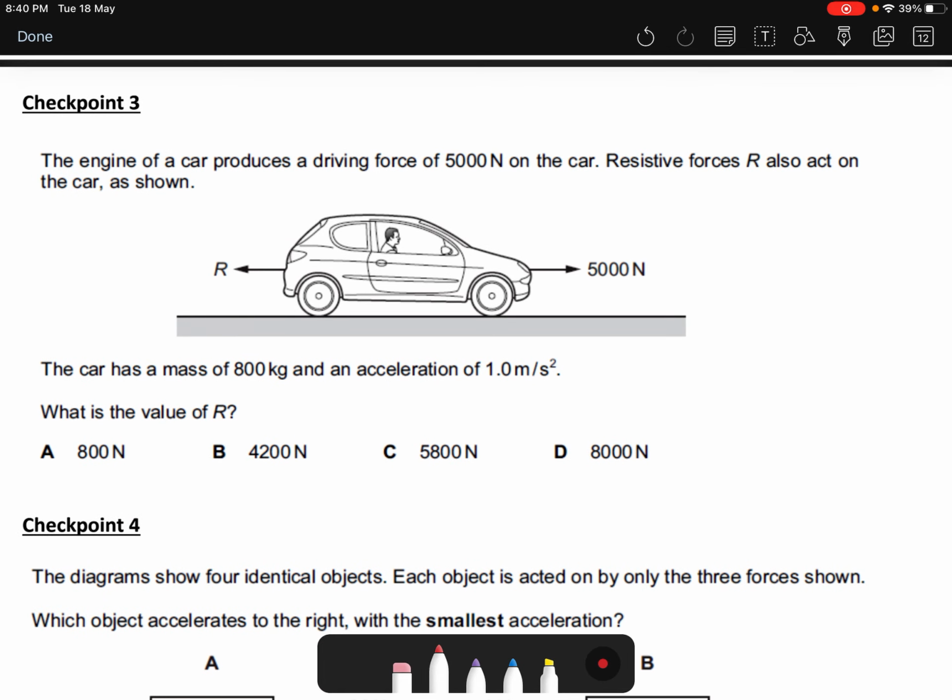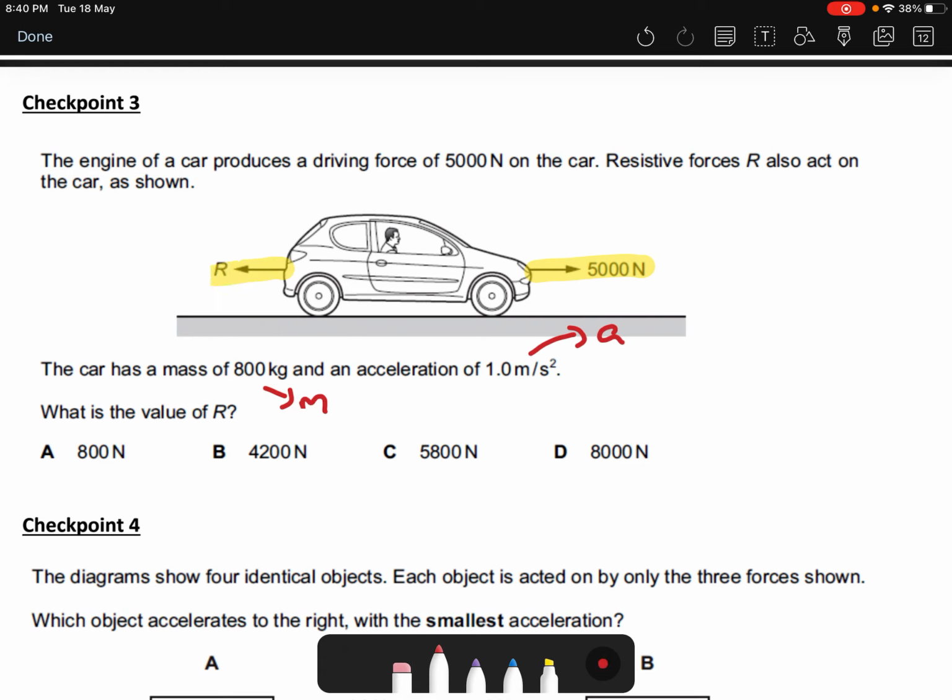So we have a car and the engine produces a driving force of 5,000 Newton on the car. The resistive force, this can be friction or air resistance, as shown. The car has a mass of 800 kg. So this one is the mass. And the acceleration of this car is about 1 meter per second square. What is the value of R?